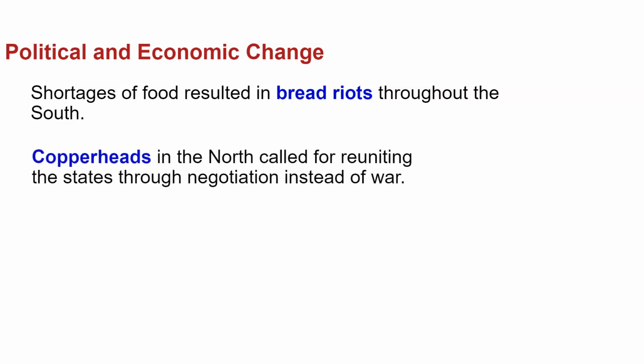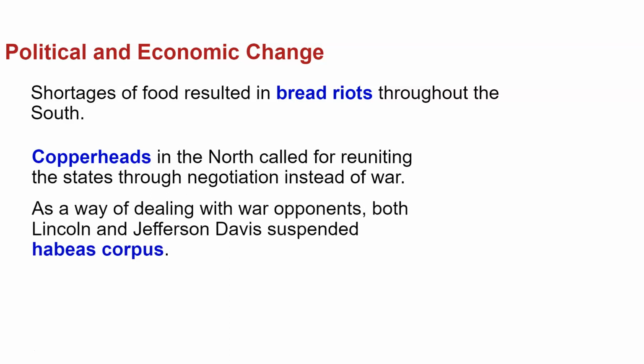And you're also starting to see a political change in the North, in which some Northerners were becoming more weary of the fighting, and they were calling for the reuniting of the states, but they wanted to do it through negotiation instead of war. And this group became known as the Copperheads. And in many ways, they were challenging the fighting of the Civil War and that attempt at trying to bring the Union back together through negotiations.